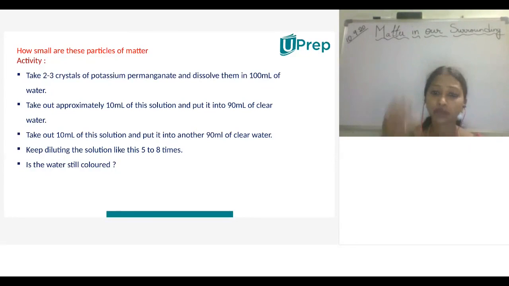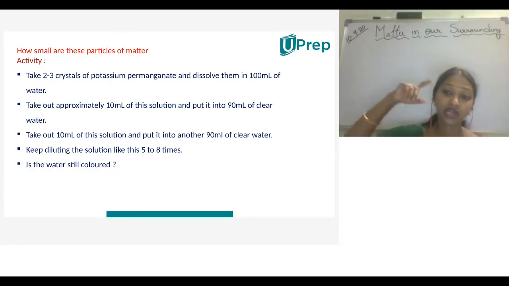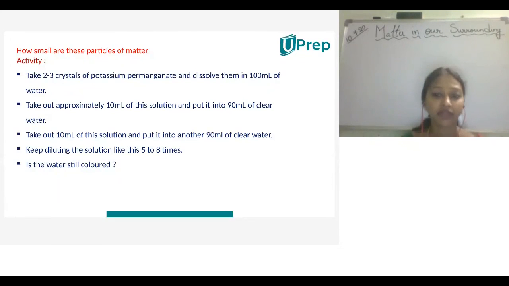So what will you observe? We will observe that the water is still colored, even though it is repeated 8 times. That means that the particles of matter are very, very small.